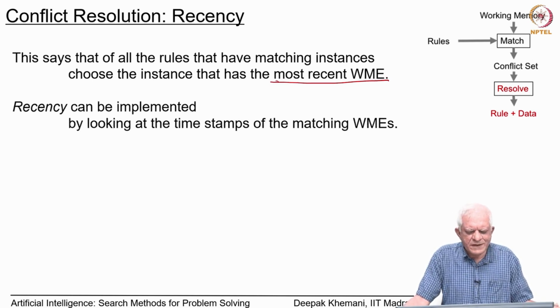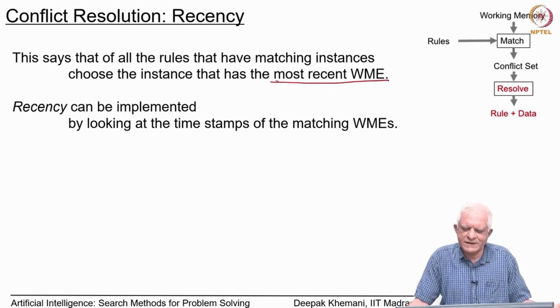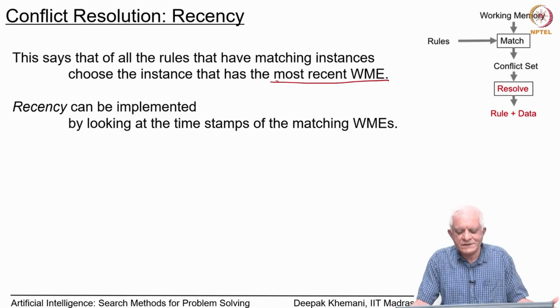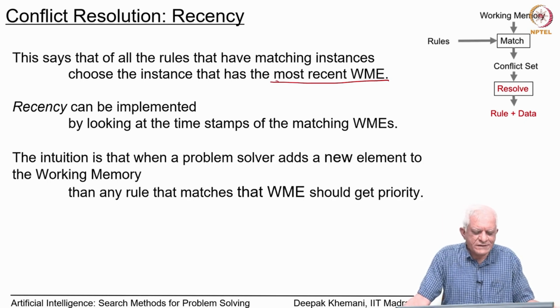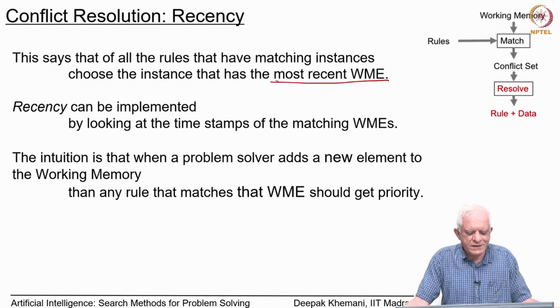It can be implemented by looking at the timestamps of the matching working memory elements, and I had mentioned that timestamps will be used in conflict resolution, and this is where they are used here. The intuition is that when a problem solver adds a new element to the working memory, then any rule that matches that working memory element should get priority.